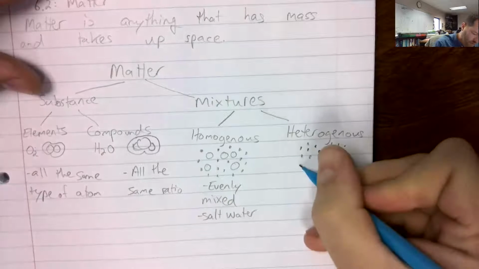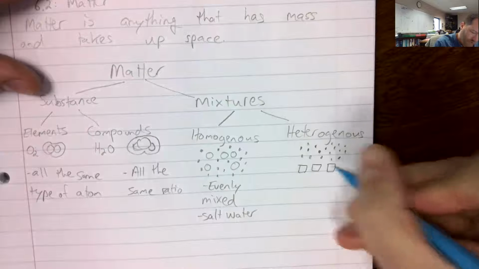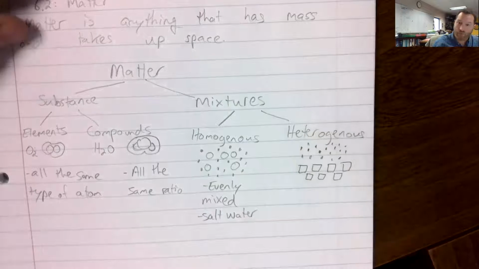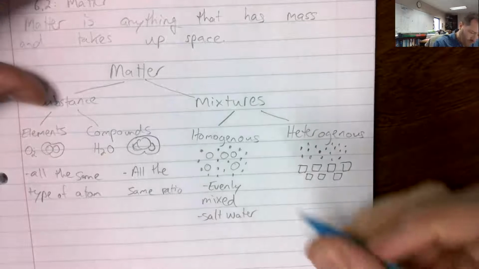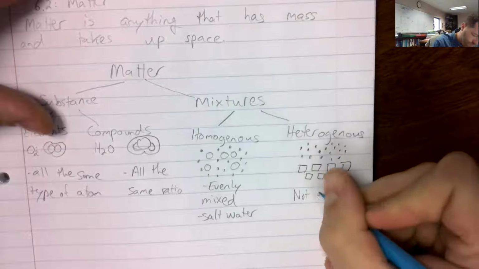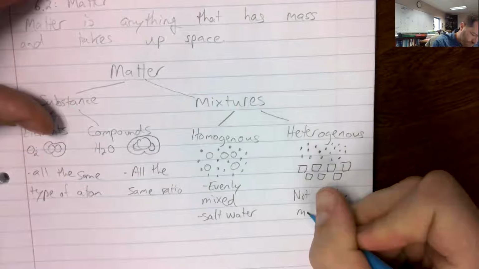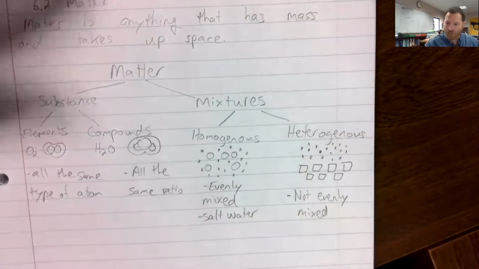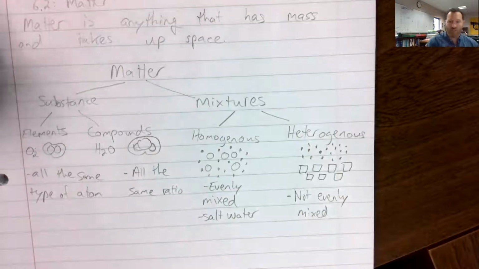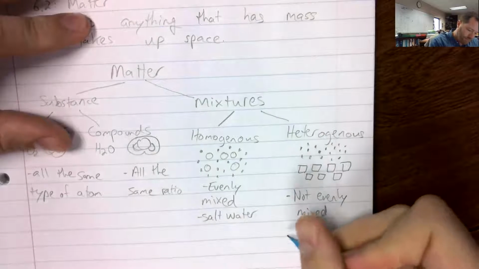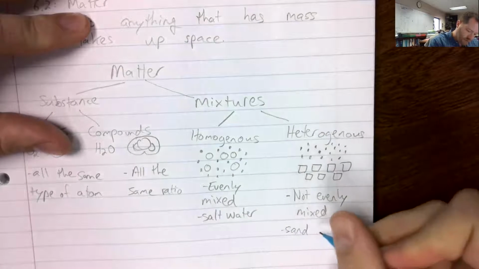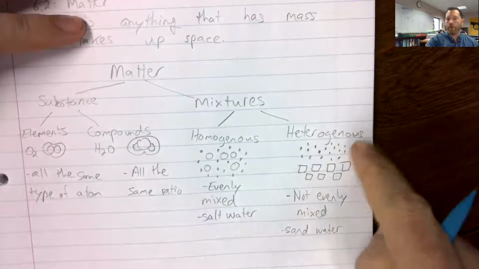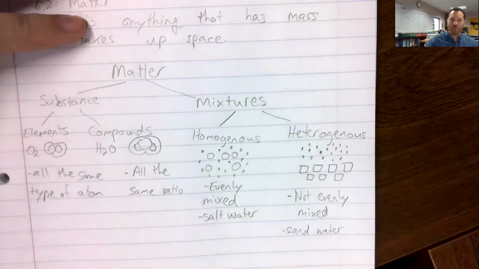Or as an example of a heterogeneous, here we can see we've got all the little dot particles on top and the different particles, which in this case would be squares, on the bottom. So they've separated out. So heterogeneous mixtures, however you want to say it, doesn't matter, are not evenly mixed. They usually settle out. And this would be like sand and water. So the sand particles would fall to the bottom, and the water molecules would stay up top.